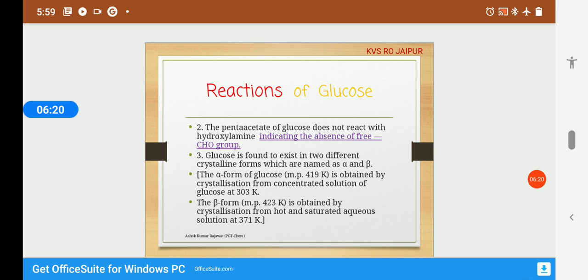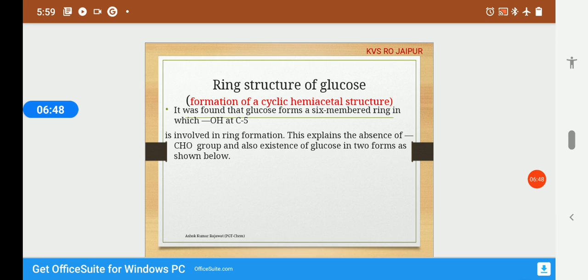Glucose is found to exist in two different crystalline forms which are named alpha and beta. The alpha form of glucose, melting point 419 Kelvin, is obtained by crystallization from a concentrated solution of glucose at 303 Kelvin. The beta form, melting point 423 Kelvin, is obtained by crystallization from a hot and saturated aqueous solution at 371 Kelvin.